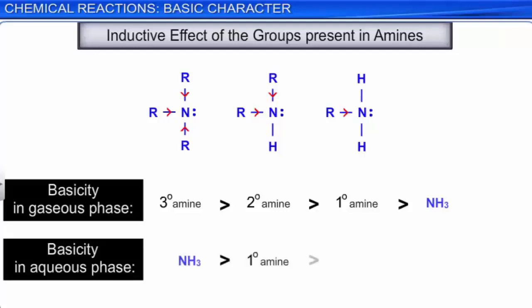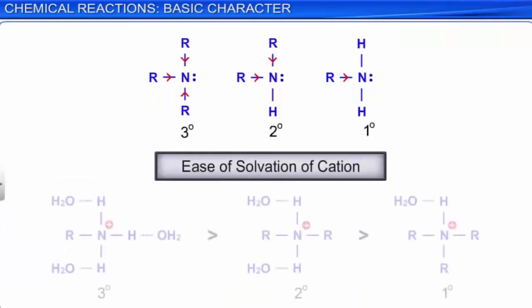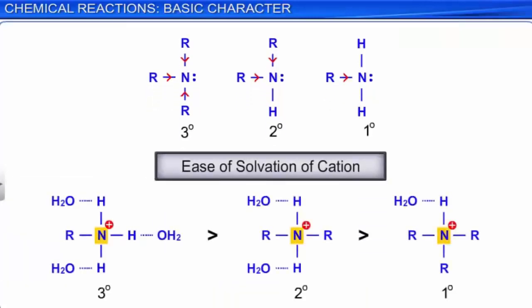This can be illustrated on the basis of the ease of solvation of cation. The positive charge on the nitrogen atom is also stabilized by the effect of solvation in aqueous phase. The smaller the size of the ion, the greater will be the solvation with water molecules and more stabilized will be the ion. Thus, the order of basicity of amines in the aqueous phase is exactly opposite to the order based on inductive effect.